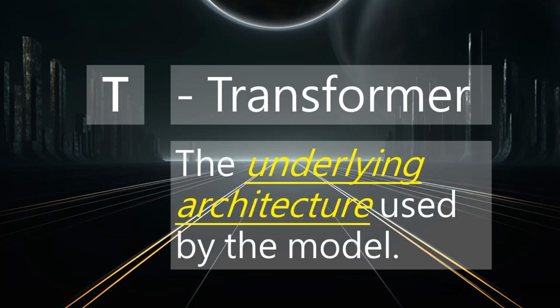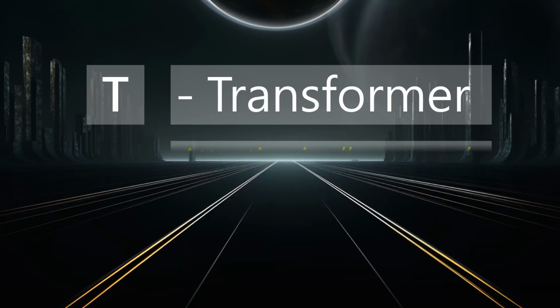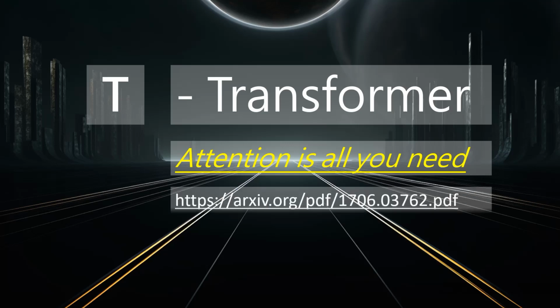The third keyword, transformer, is the most essential part of GPT. It refers to the underlying architecture used by the model. This architecture was introduced in the paper Attention is All You Need, published in 2017. You can check out this paper at this URL if you are interested in the details.